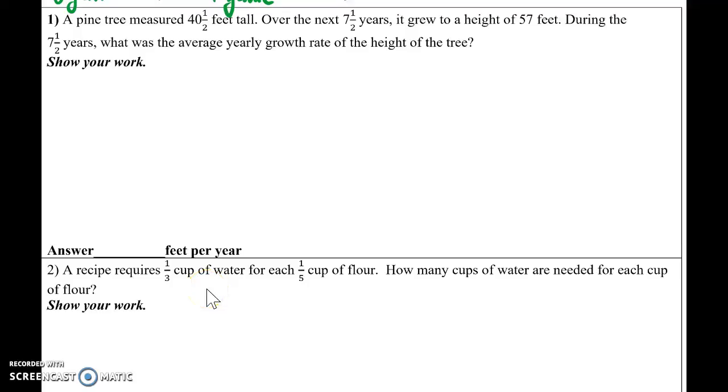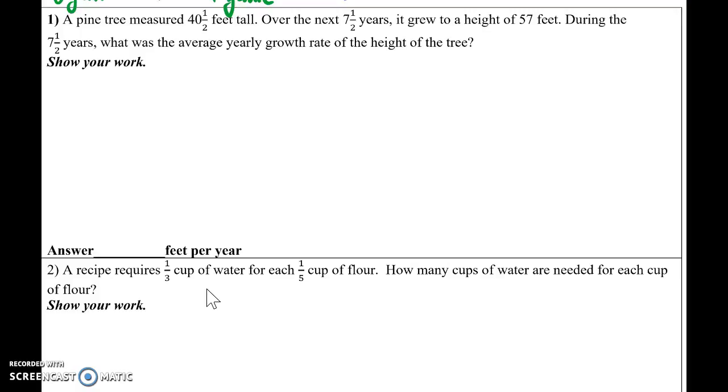Alright, this is a continuation of the previous video, ratios and proportions, number 14. And question 1. A pine tree measured 4.5 feet tall. Over the next 7.5 years, it grew to a height of 57 feet. During the 7.5 years, what was the average yearly growth rate of the height of the tree?